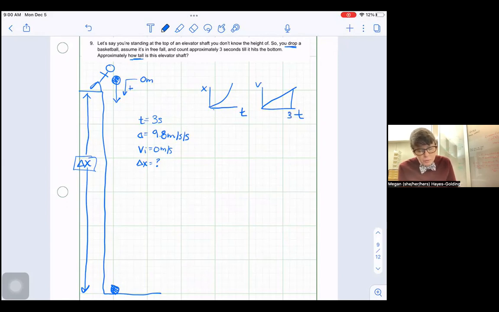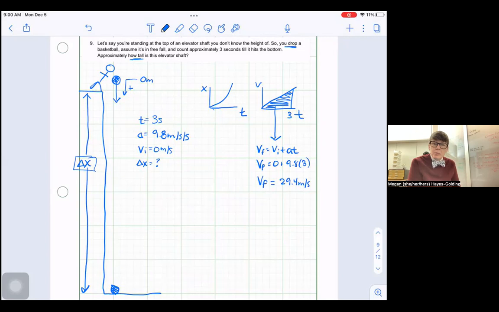If I knew how fast the ball was going at the bottom of the shaft, I could solve that way. Let's see. Can I find final velocity? Oh, yeah, actually, the equation of the line on this graph is this. Totally forgot to bring my calculator. Pardon me while I do it on screen. 9.8 times 3 is 29.4 meters per second.